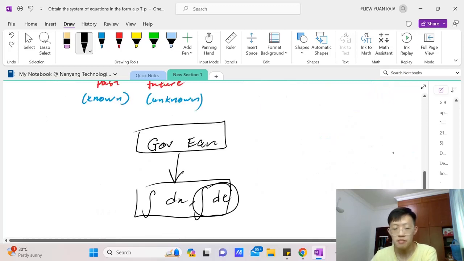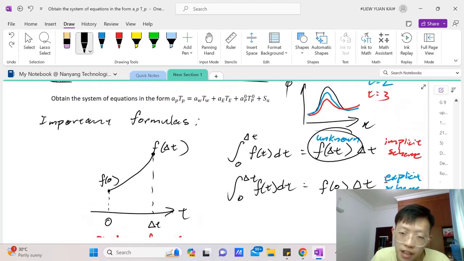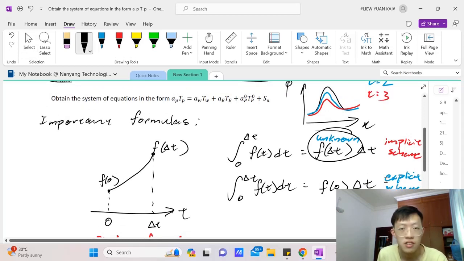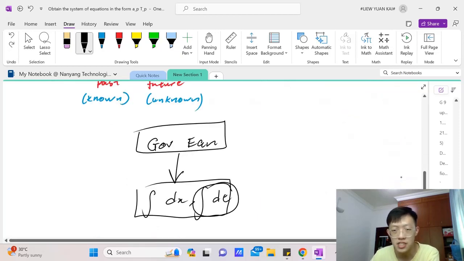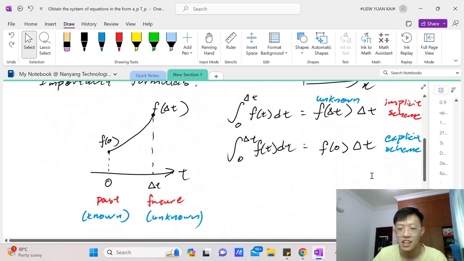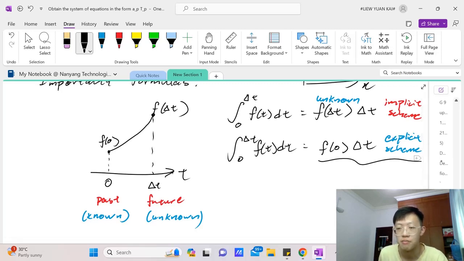But here's the funny thing. We want to know future values of phi, right? But how can we use an unknown to find an unknown in the future? And this is, in a sense, how it may be implicit. It's indirect. We use an unknown to eventually find an unknown. It's possible. Take my word for it. It's possible, and that's why it's implicit. It's not a very direct way of doing it, whereas the explicit scheme is a direct way of doing it. So you can check out the elaboration in the lecture, because it's a bit too lengthy for my elaboration here.